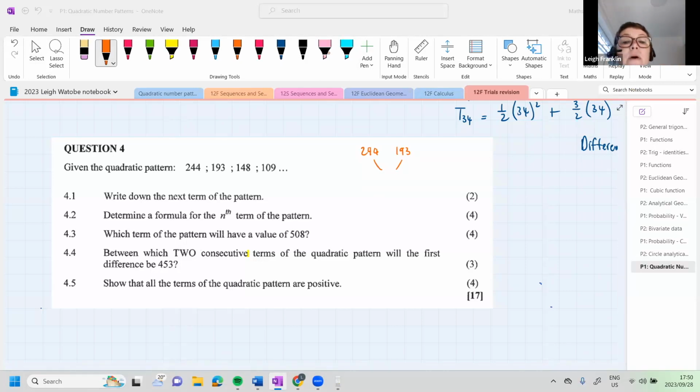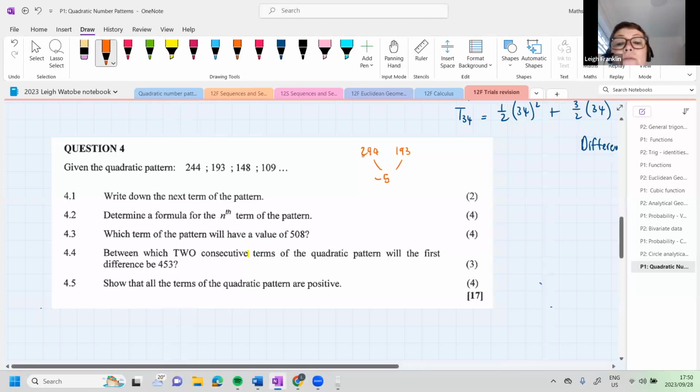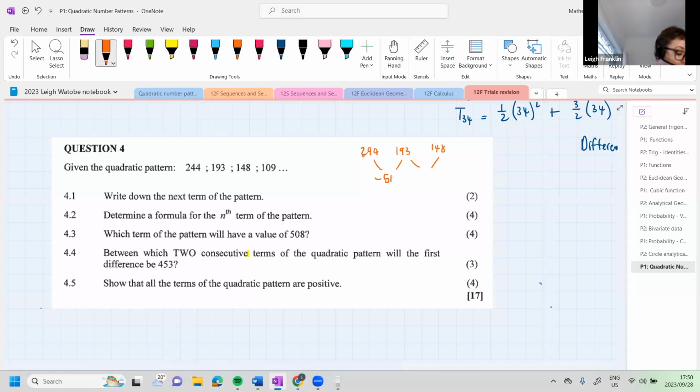Okay, so our pattern of first differences is starting off with negative 51. And then we've got to say 148 minus 193. And now we get negative 45. And then we've got 109, and we've got to minus 48. Maybe you guys have already got the answer to the question. I'm getting negative 39 here. Yes, you guys are as well. Beautiful.